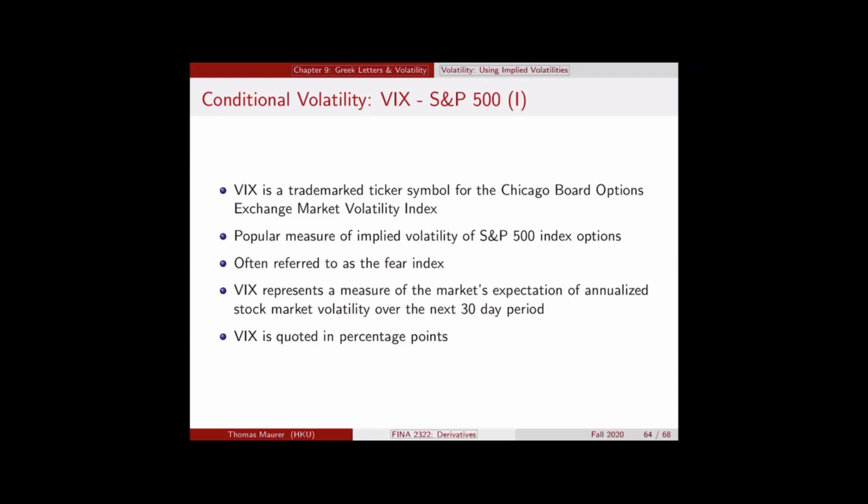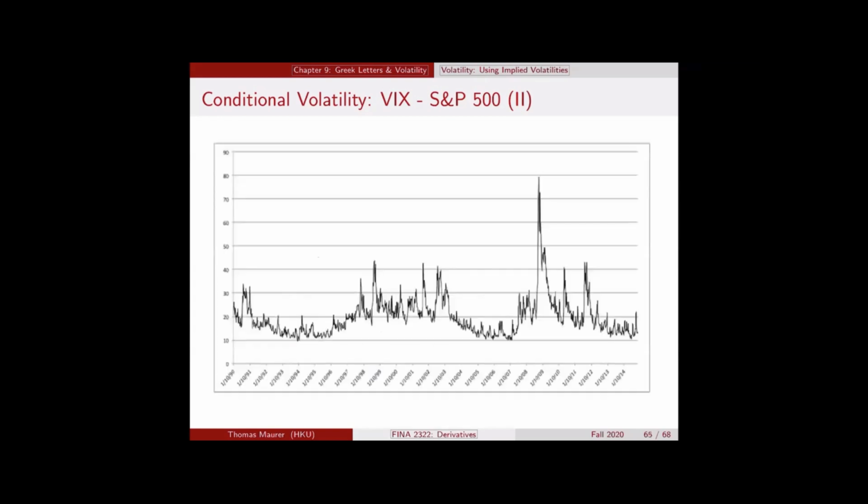So if the VIX is very high, it suggests risk is really high, and that's when people are typically scared to invest in the market. Now, how is the VIX computed? It is basically given by the implied volatility over the next month.